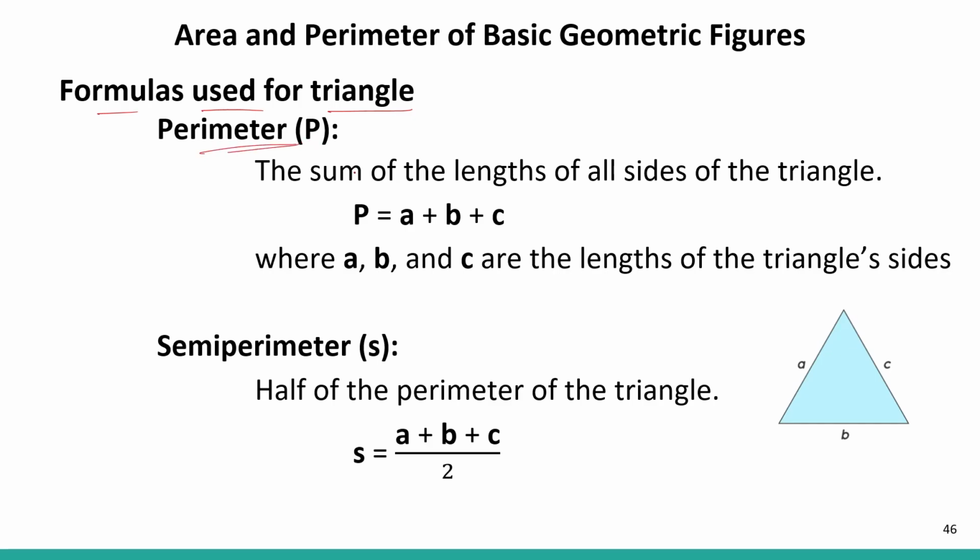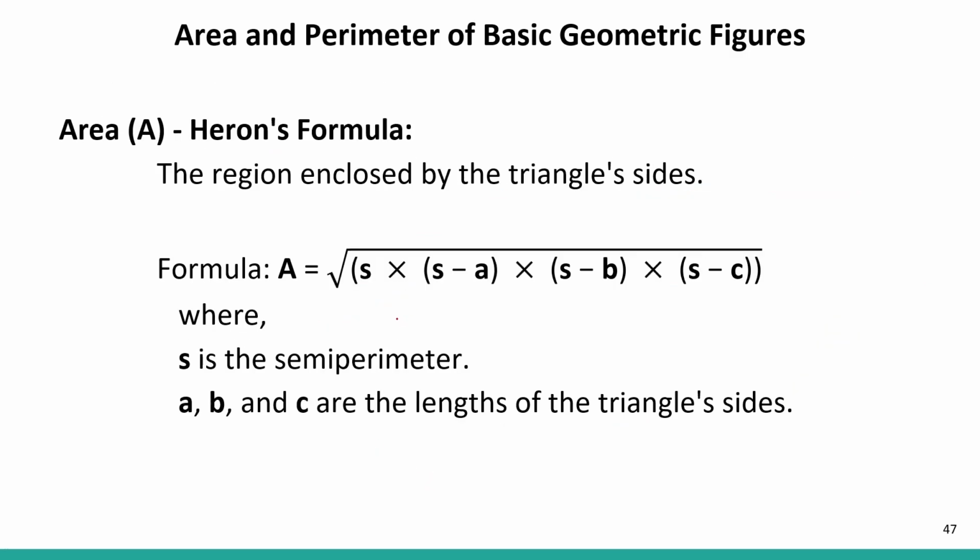Now, formulas used for triangles. What is perimeter? The sum of the lengths of all the sides of a triangle. P is equal to A plus B plus C, where A, B, C are the lengths of the triangle's sides. What is the semi-perimeter? Half of the perimeter of the triangle: S is equal to (A plus B plus C) by 2. Perimeter is nothing but the sum of all the sides, so the semi-perimeter is nothing but perimeter by 2. We add all the sides and then divide by 2. That is called the semi-perimeter of a triangle.